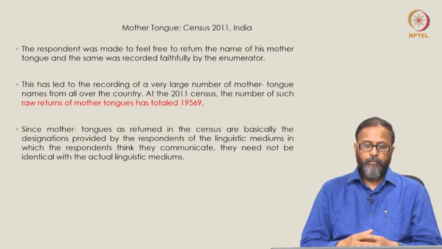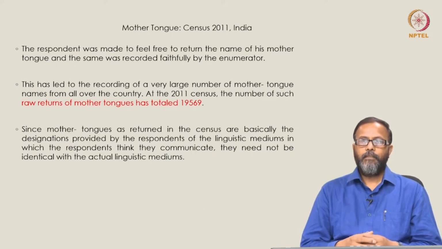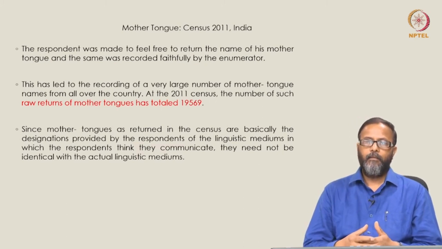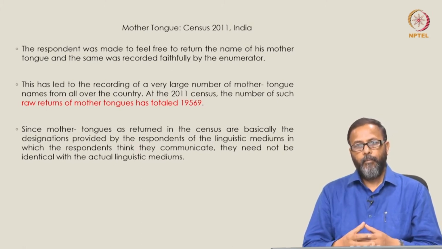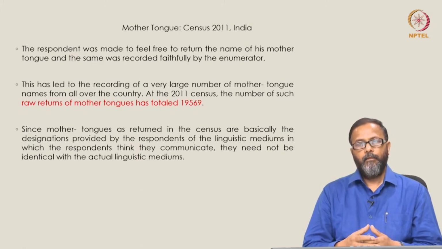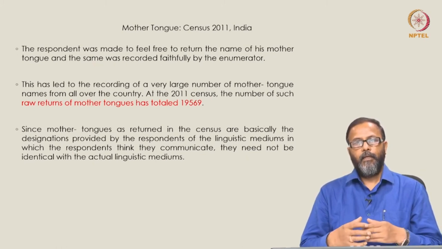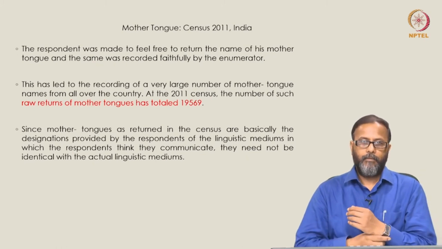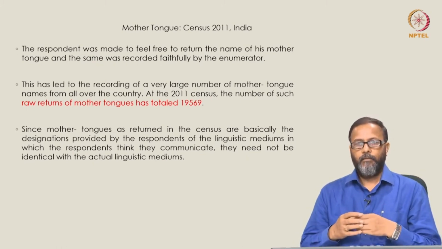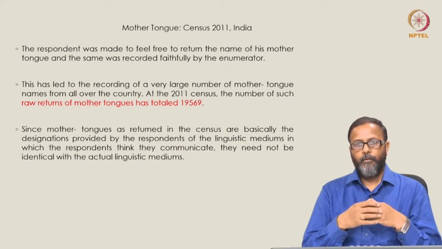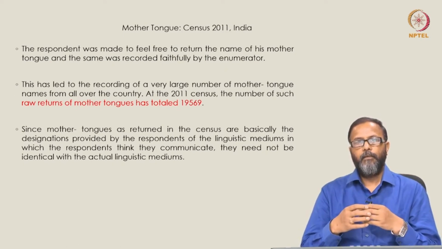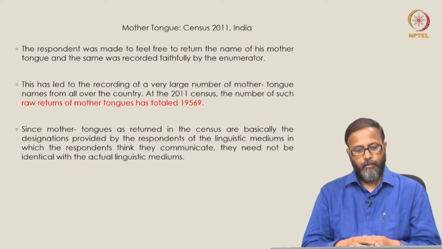Now, if you look at the provisions, the census does not include those languages which have less than 10,000 speakers. And the number of such languages in India with less than 10,000 speakers is very high. But they are grouped and clustered in other languages. So the census does not report them separately. They are clustered and clubbed as other languages.